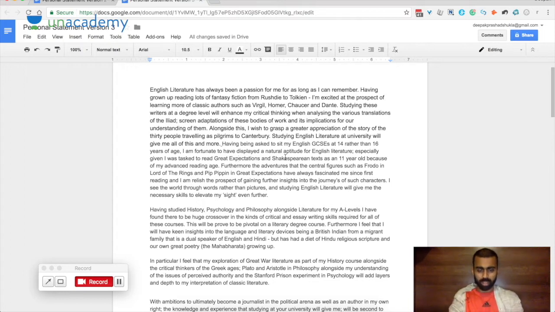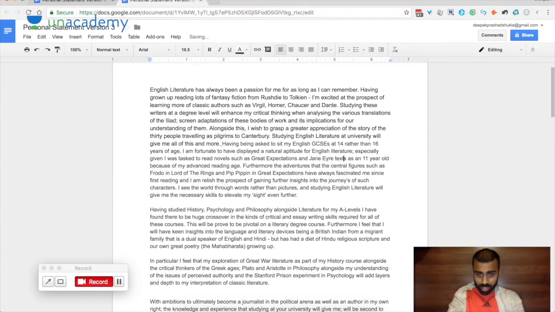So we put tasked to read novels such as Great Expectations and Jane Eyre. That's the other one that I read, as an 11-year-old, because I love advanced reading age. Yeah, having been asked to sit my English GCSEs at 14 rather than 16 years of age, I'm fortunate to display a natural aptitude for English literature, especially given I was tasked to read novels such as Great Expectations and Jane Eyre as an 11-year-old.